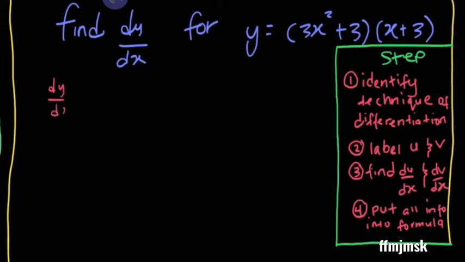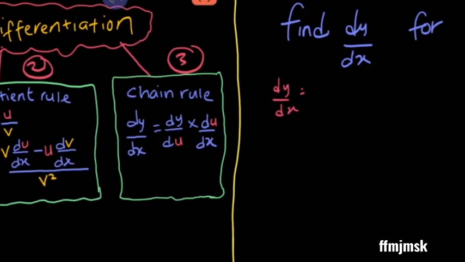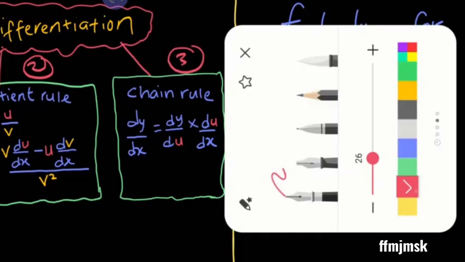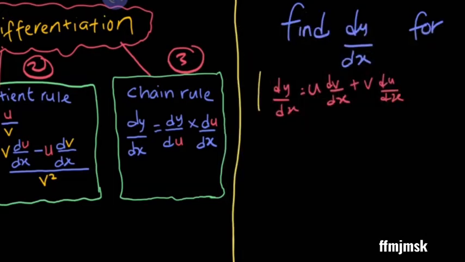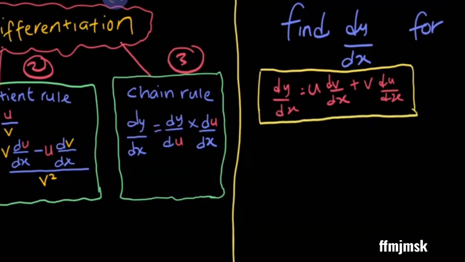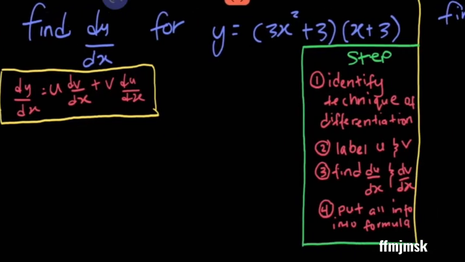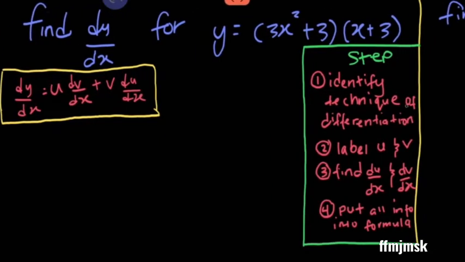dy over dx is equal to u dv dx plus v du dx. Okay, after you identify which formula that you will use, please write the formula for your reference.